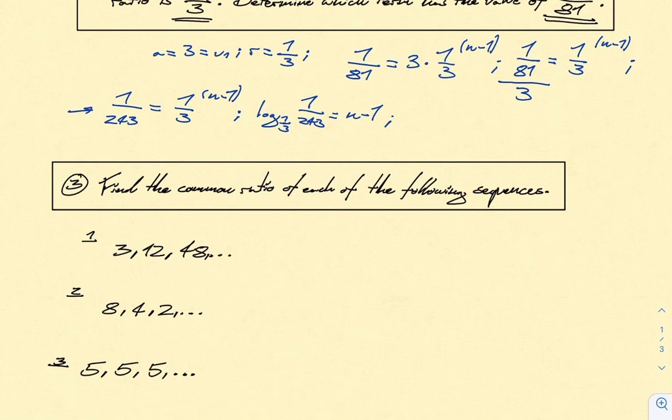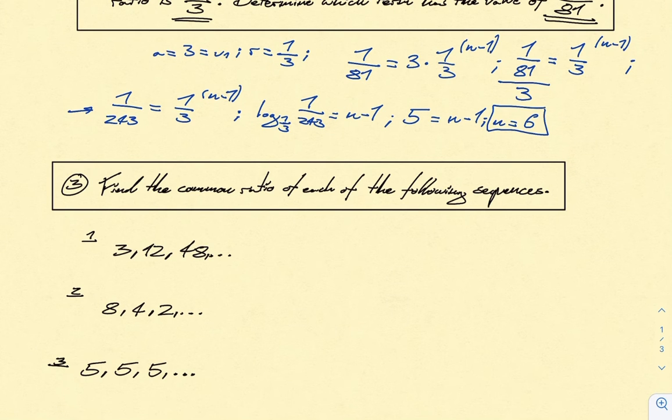And we have to use a calculator here, because doing this by hand is almost impossible. So you should write log base 1/3 of 1 over 243, and this will equal 5. So 5 equals n minus 1, n equals 6.